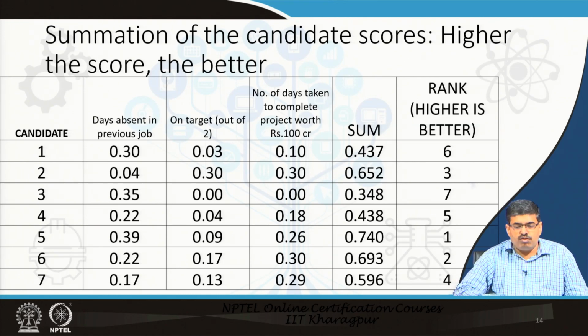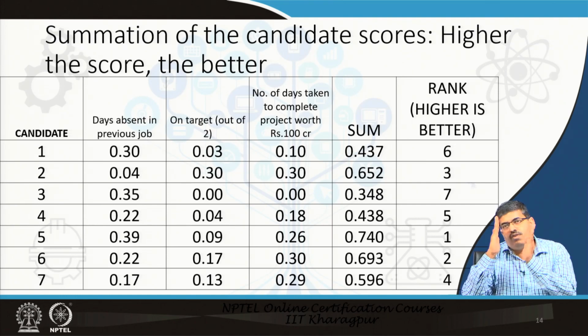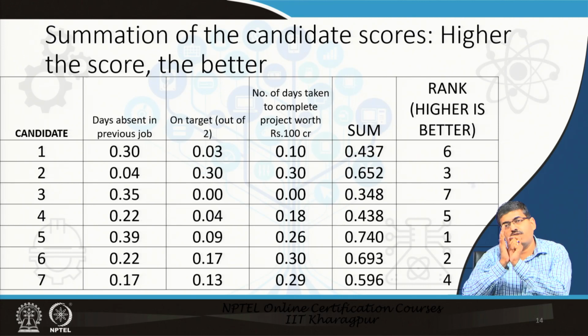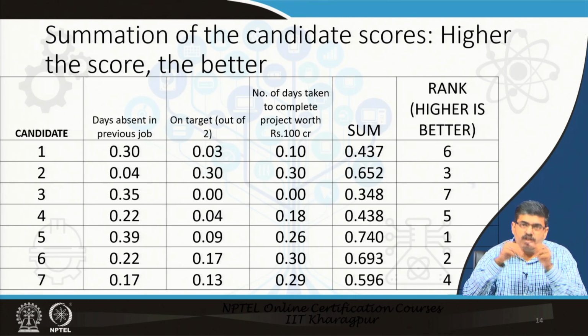Summation of the candidate score, higher the score the better, as simple as that. You sum it, higher the score, it is better. Earlier, lower the score was better, because what was the idea? The idea was this is my ideal value. How far you are from the ideal value, that is what we were measuring, and the nearest you are to the ideal value, the better, and the nearest means the lowest value.